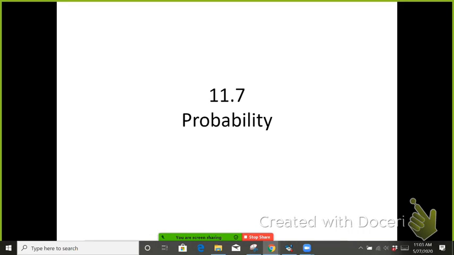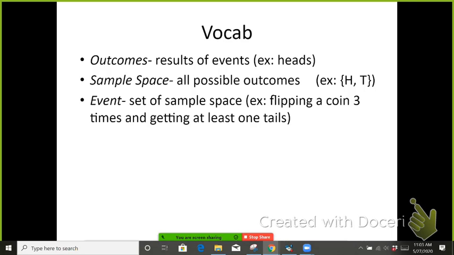Alright, in this section we're going to talk about probability, which is pretty much just counting principles, but you're doing it two different ways. You're going to divide. So it's like counting principles with some division is one way you could think about it. Alright, so just some vocab.